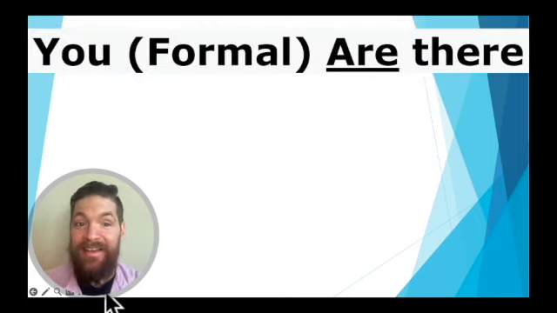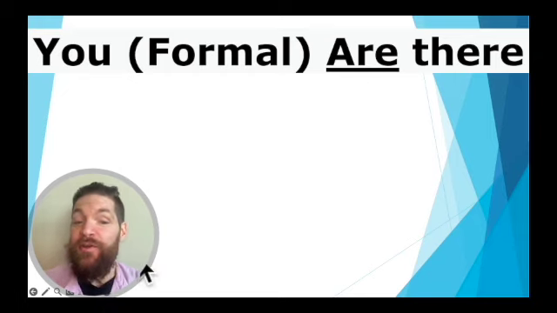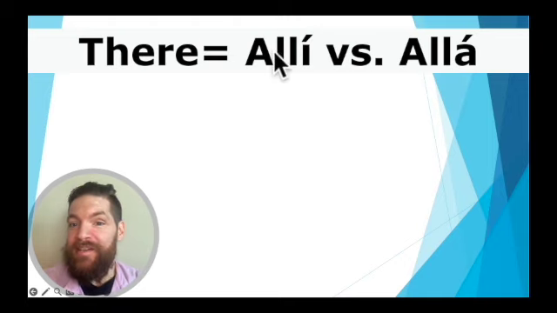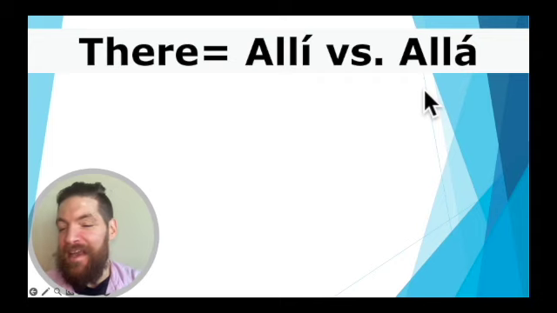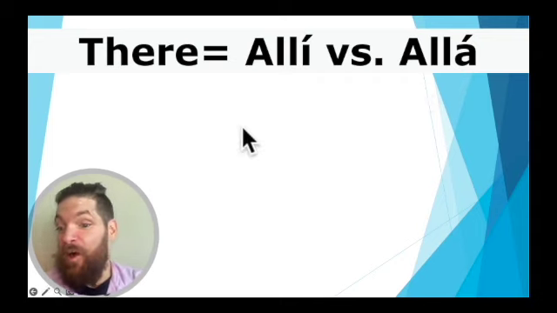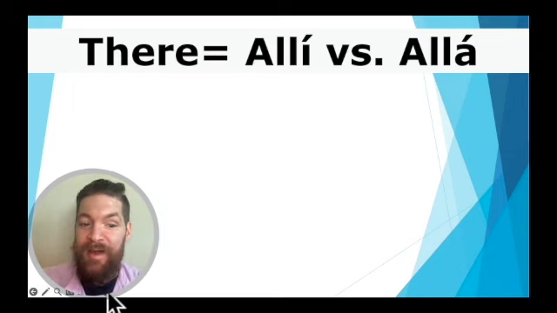She is happy. Ella está alegre. Muy bien. You are there. Talking to your grandpa, like, oh, you're there? Usted está allí. And notice how this is the word for there, but there's two different ones, allí, and there's also allá. Allá is kind of more vague, like, oh, it's somewhere over there. But allí is like specifically, oh, the book is over there. It's different. So make sure to keep that in mind.